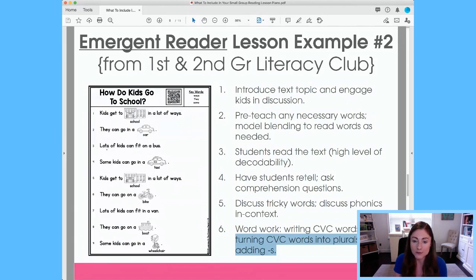So lots, right? Kids. So we can tie the word work into the text by having them find examples of plurals in the text, kids, lots, other things. And then maybe they add some more. Maybe they're working with magnetic letters. Maybe they're working on whiteboards. They're turning other CVC words into plurals. Okay, so those are some word work options.